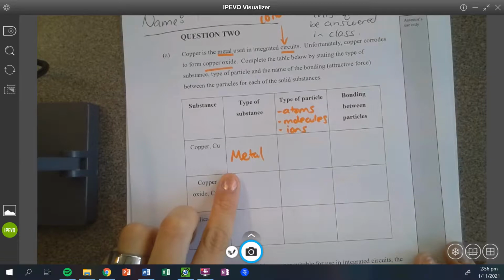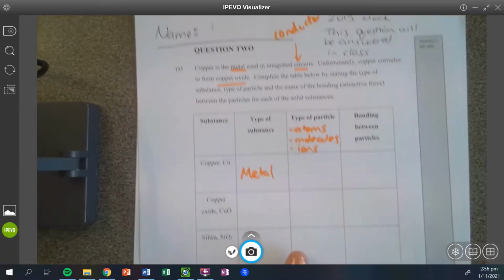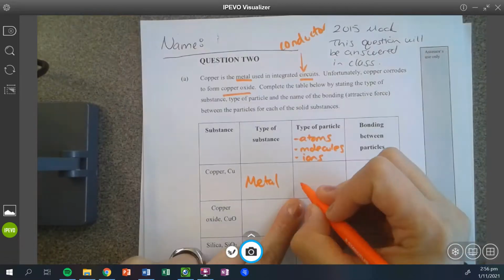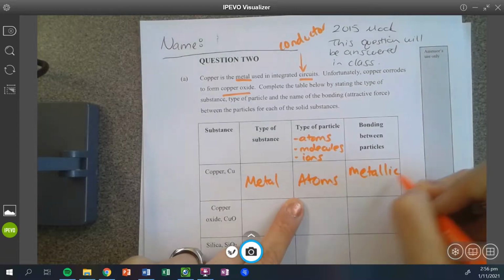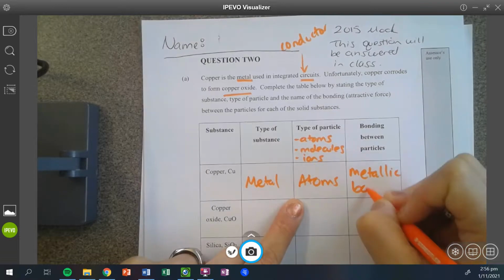All right, so copper, we've been told it's a metal, luckily, already. The particle is going to be atoms. And then the bonds between them are just metallic bonds. So this stuff should hopefully be really easy to fill in.